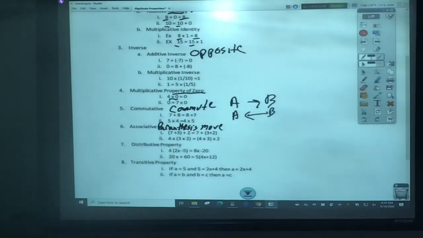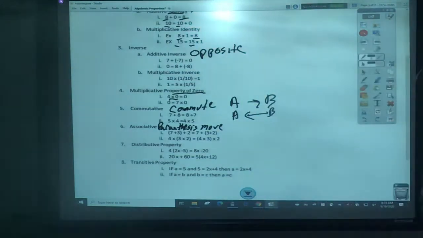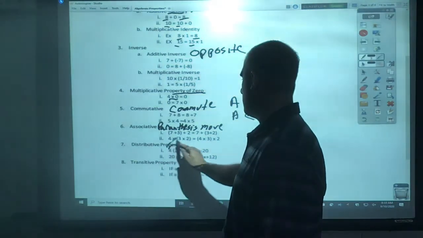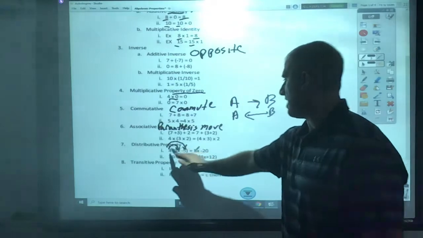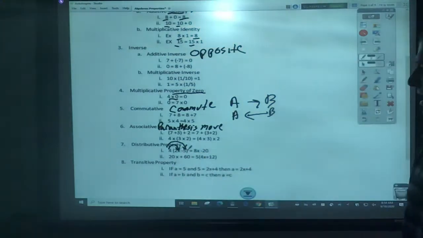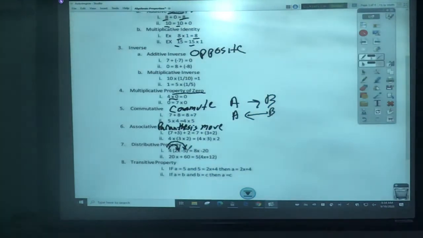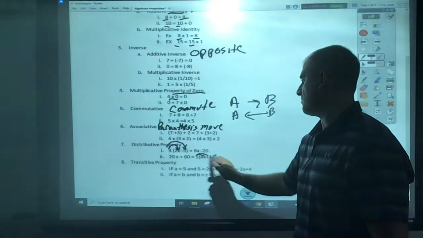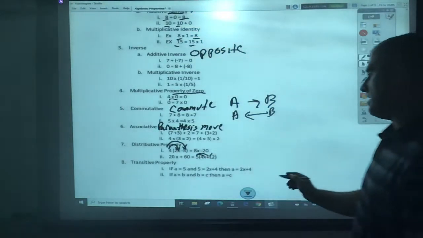Now, we're going to talk about the distributive property today. What the distributive property does is it takes this number and multiplies. So 4 times 2x is 8x. 4 times negative 5 is negative 20. And then I've got this example. 5 times 4x is 20x. 5 times 12 is 60. So that's pretty easy.